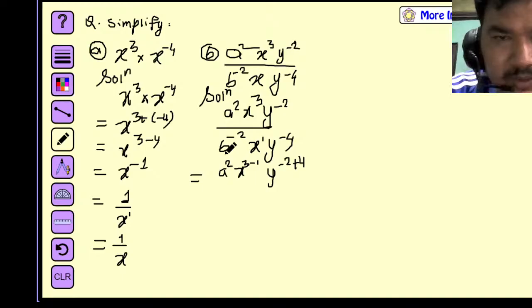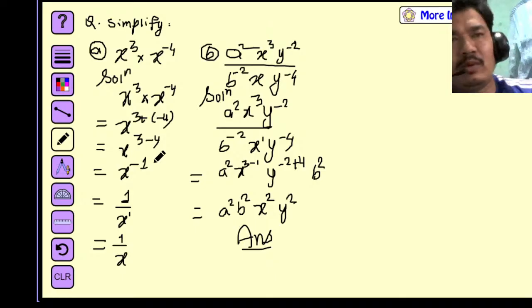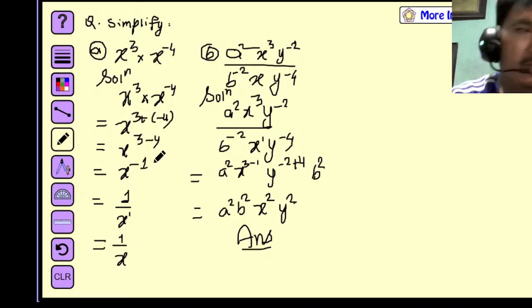Then when this b to the power minus 2 goes up, what will be there? B to the power 2 will be there up. Then write a square first, then b square also, okay? A square b square, then we can write x square, then y to the power, how much is going to be there? 4 minus 2 means here 2. This is our answer of this question. Like this we have to solve the laws of indices questions to simplify.